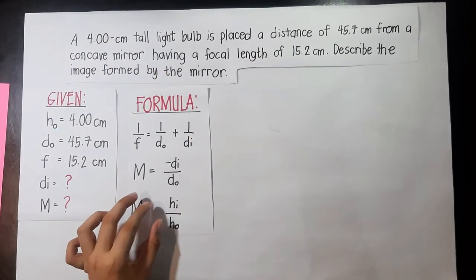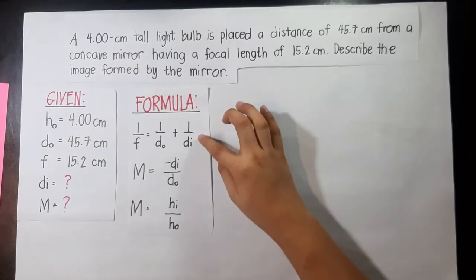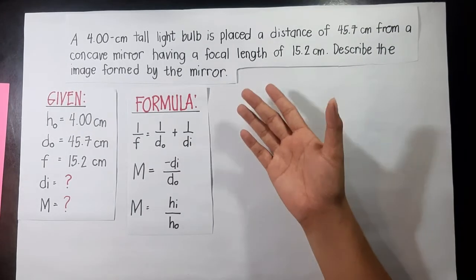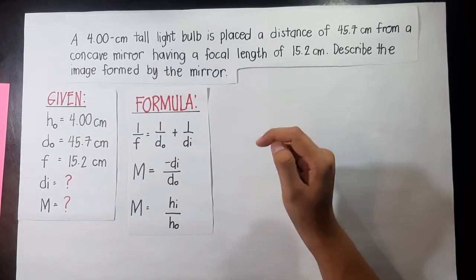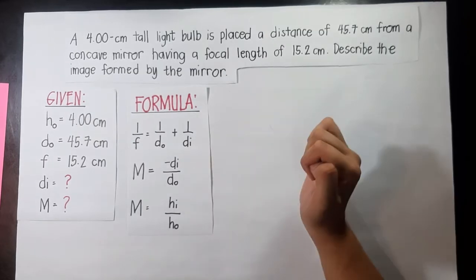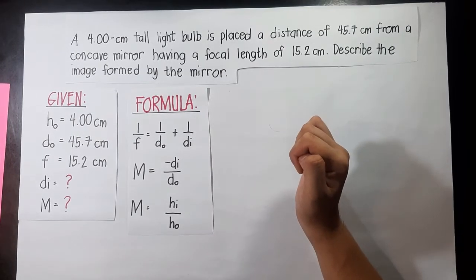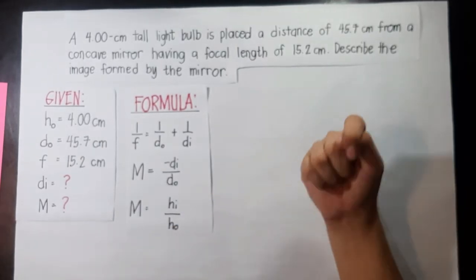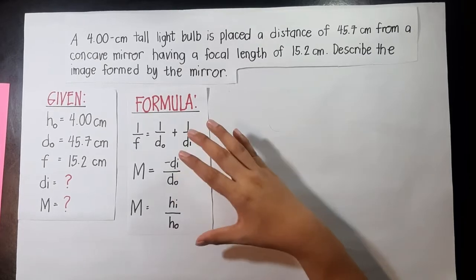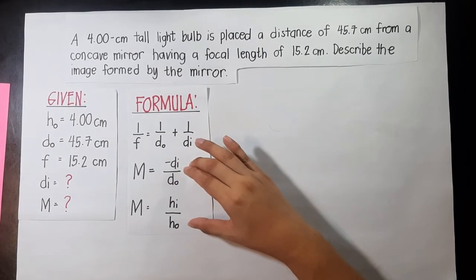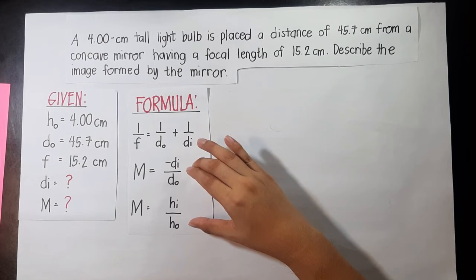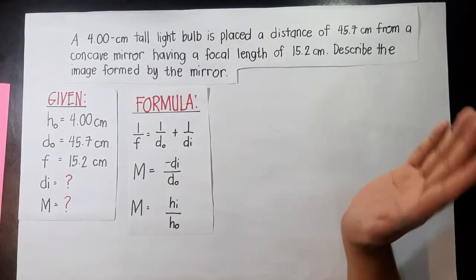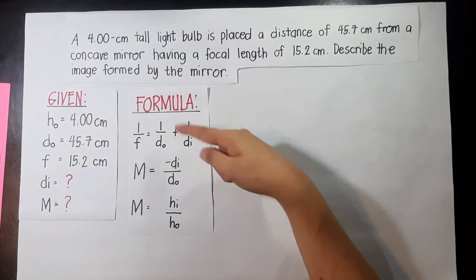So, I have here 3 formulas. Meron ako ritong 1 over F is equal to 1 over DO plus 1 over DI, or 1 over focal length is equal to 1 over distance of the object plus 1 over distance of the image. I have here another formula also which is M is equal to negative DI over DO. And another M which is HI over HO, or height of the image over height of the object. So magkapareho lang naman yung dalawa na yan. Kaya nga we can conclude that negative DI over DO is also equal to HI over HO, kasi pareho lang naman silang M. But for this particular problem, gagamitin lang natin yung dalawang formula na ito.